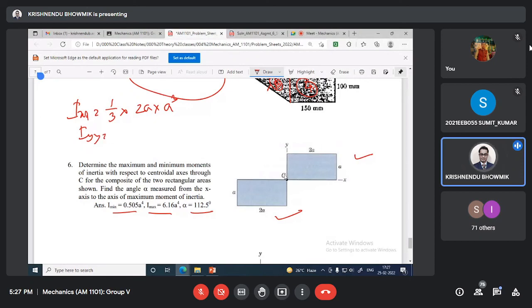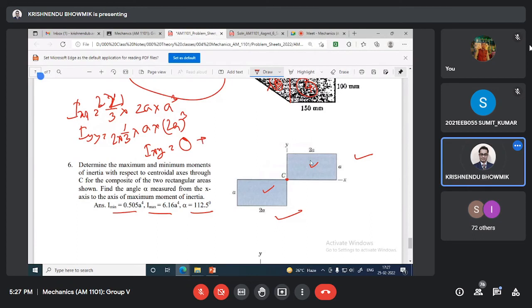IYY, with respect to this I am considering, IY will be 1/3 multiplied by base multiplied by height cube. And these two are same. So write 2 times of this, 2 multiplied by this. IXY.